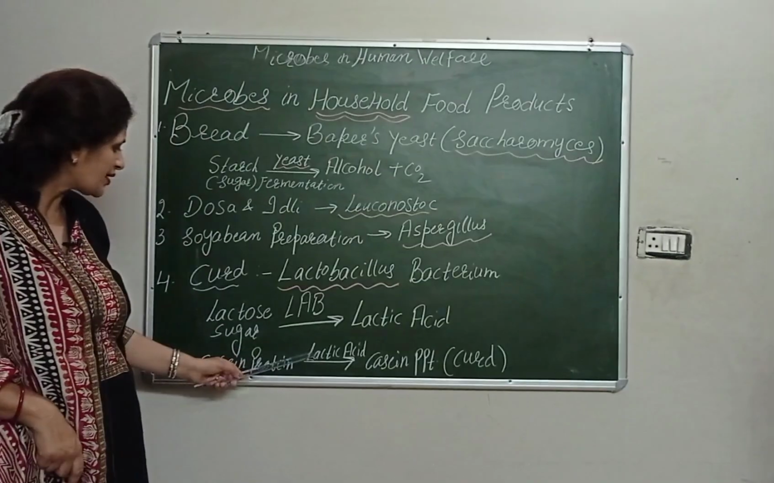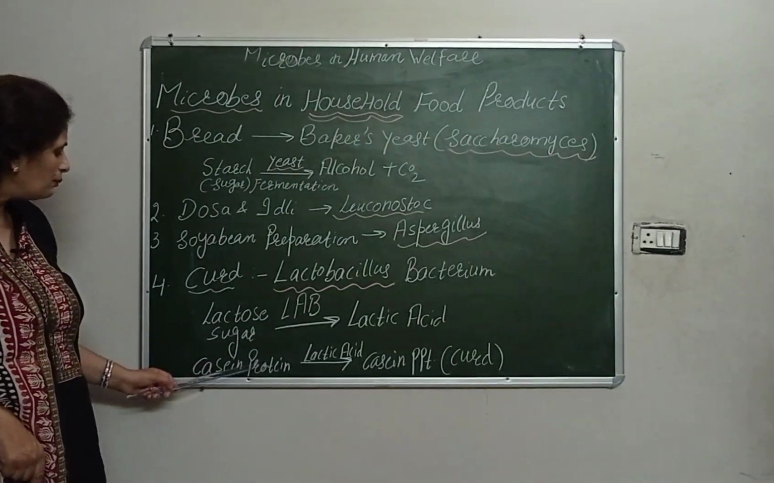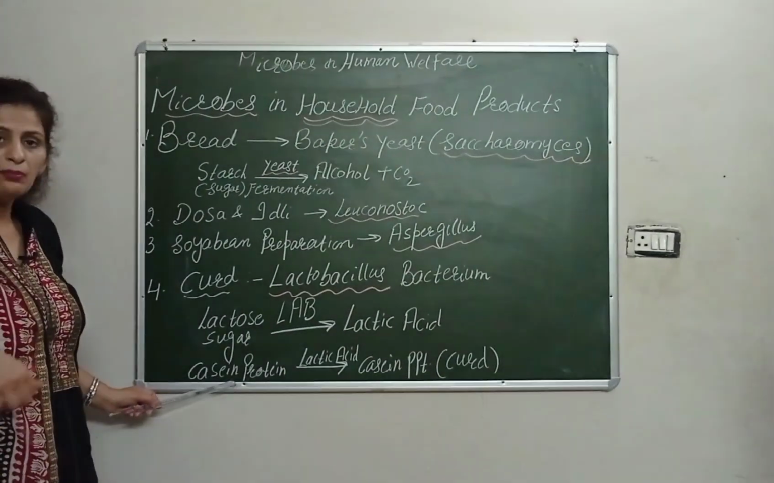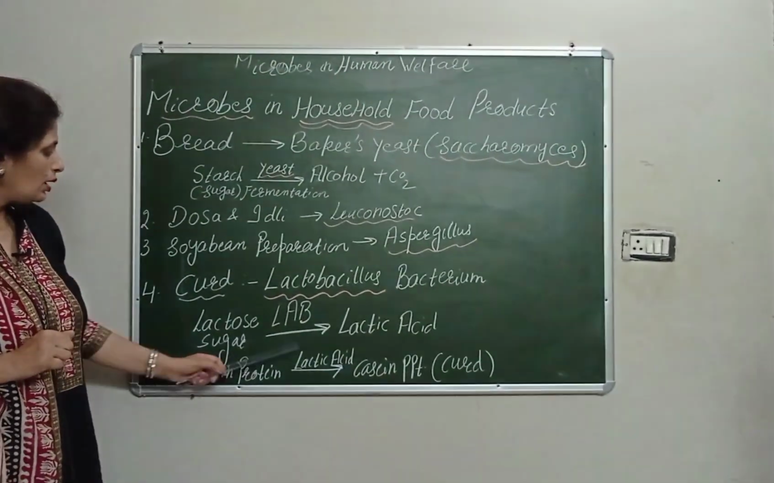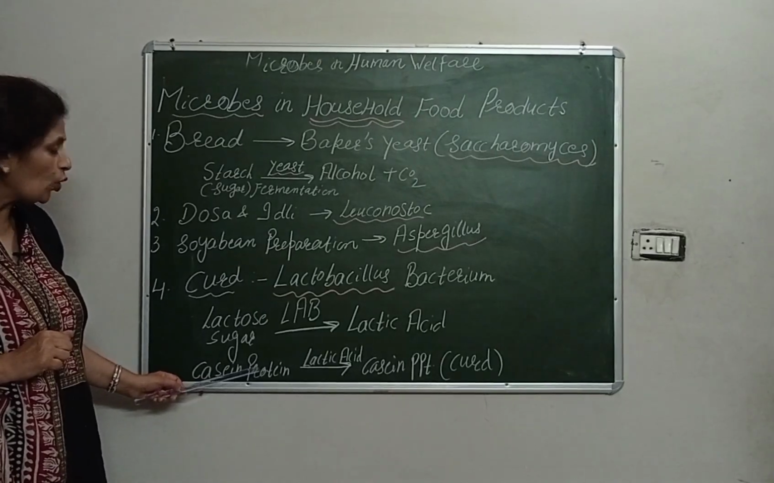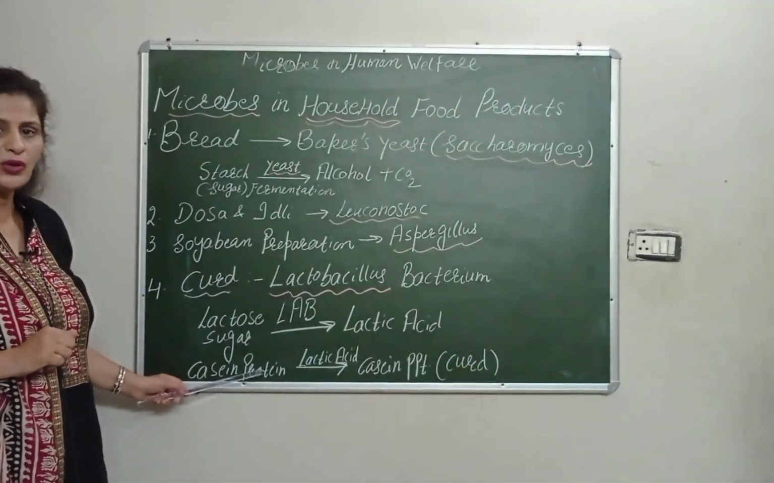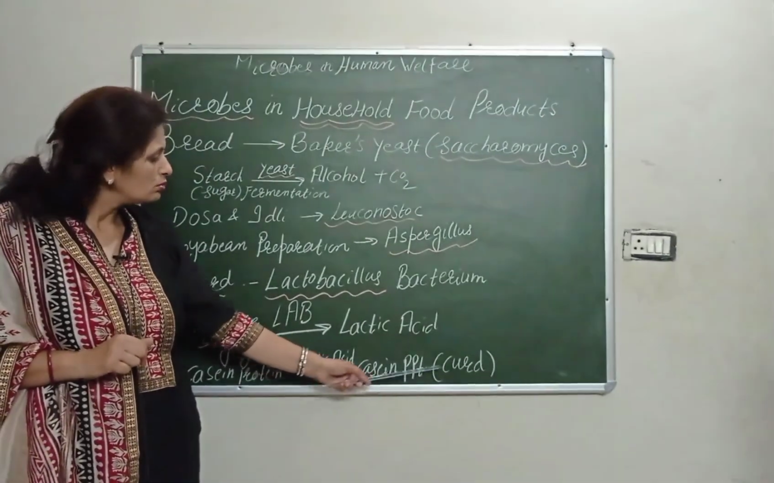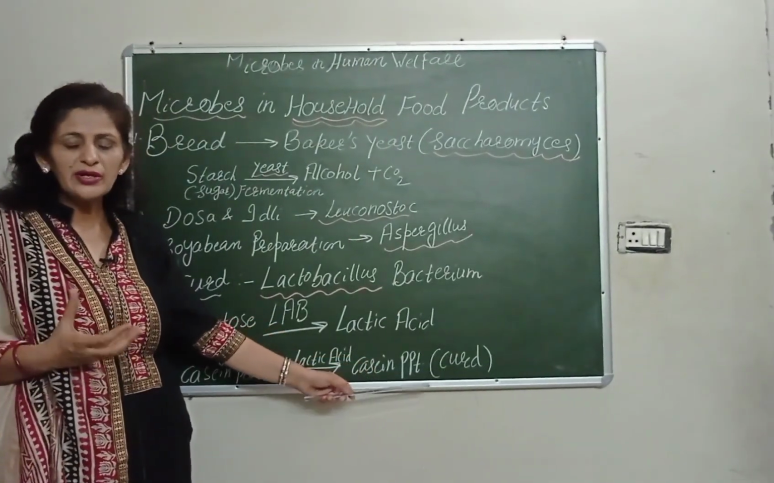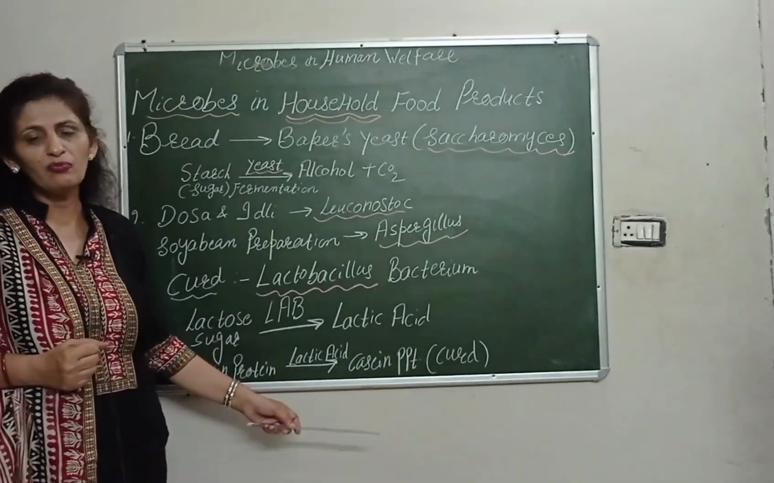Then this lactic acid acts on milk protein casein. In milk, the protein present is called casein. Lactic acid coagulates or precipitates the casein protein, and then after precipitation curd is formed. Actually, curd is precipitated protein of milk and sugar.